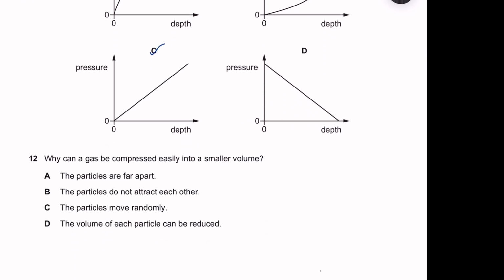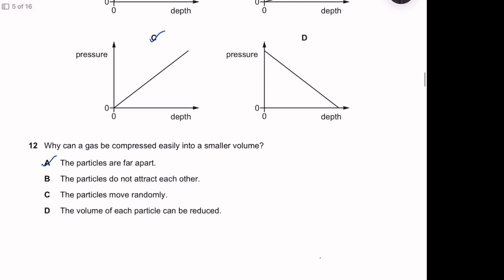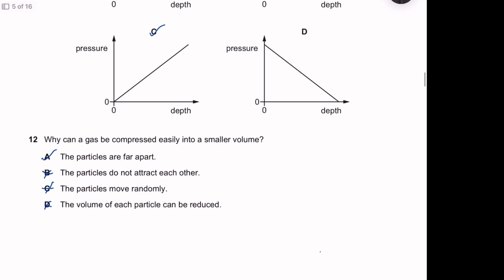Question 12. How can a gas be compressed easily into a smaller volume? So your answer will be A. The particles are far apart. Since the particles are far apart, it's a lot easier to compress them into a smaller volume. The particles do not attract each other, which is wrong. The particles move randomly. They do move randomly, but that's not the reason they can be compressed. So it's wrong, and D is also wrong.